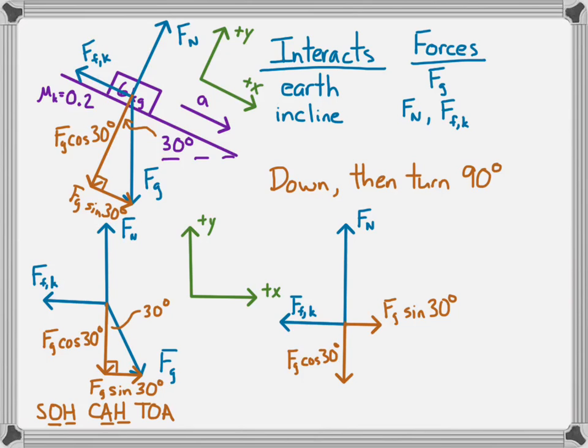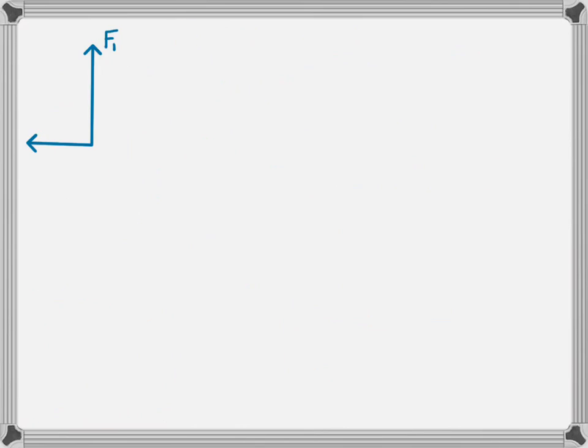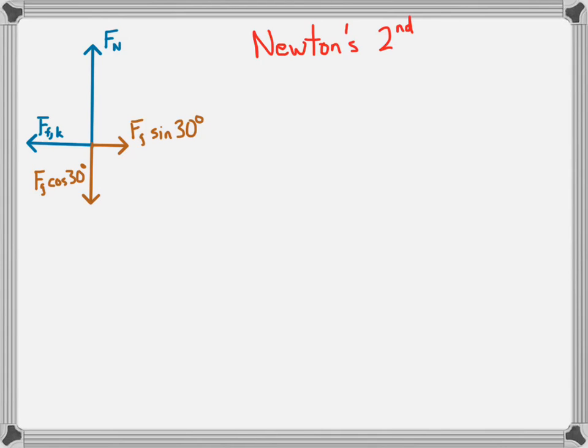We need to do this so that we can write Newton's second law for the y direction, and we can write Newton's second law for the x direction. So I'm going to do that on another slide here. You don't need to do it on your paper, of course. You just need to go a little bit lower on your paper. So here's our modified free body diagram.